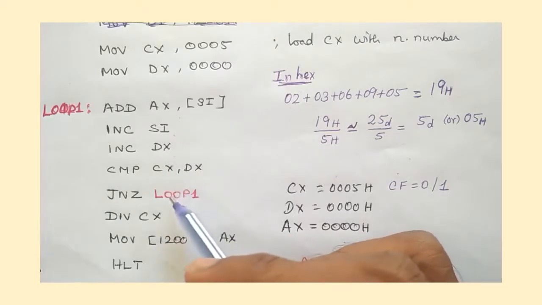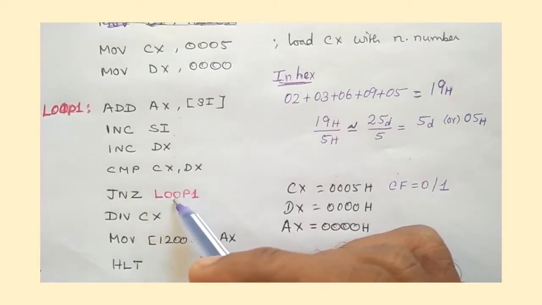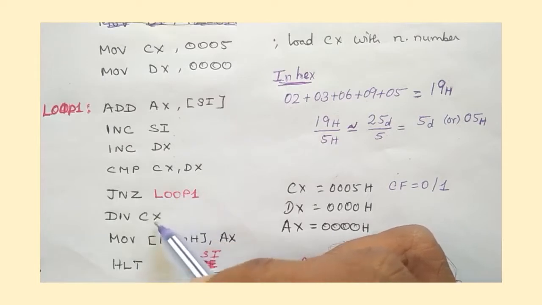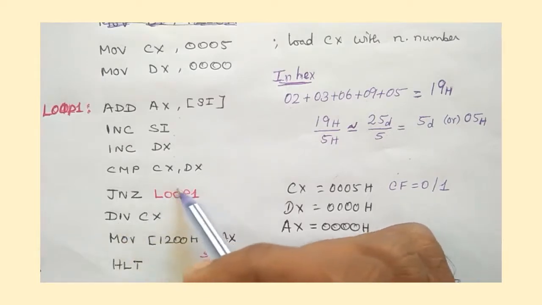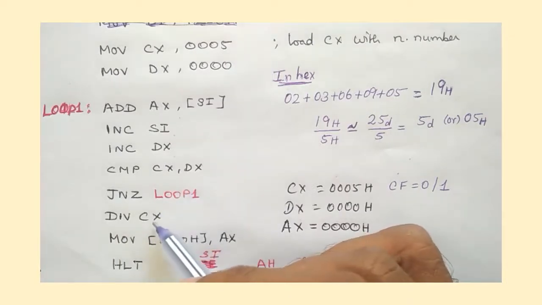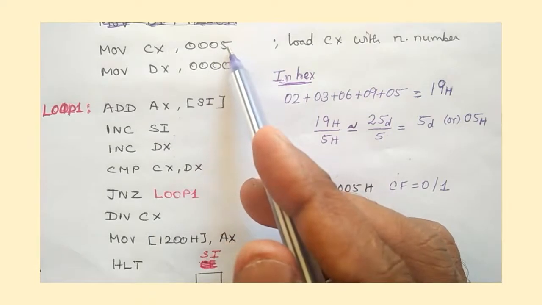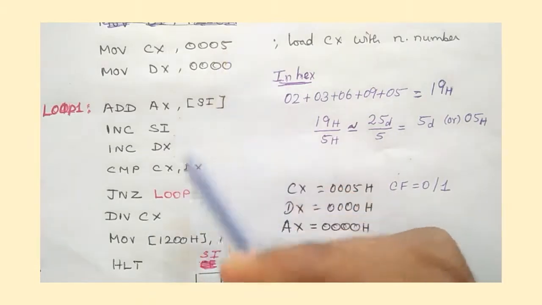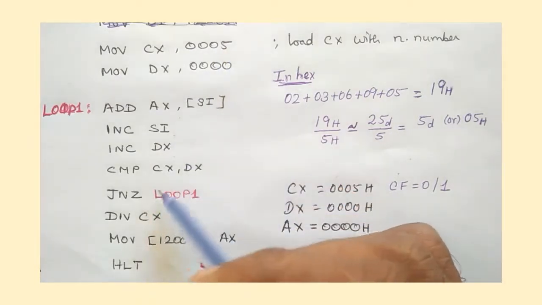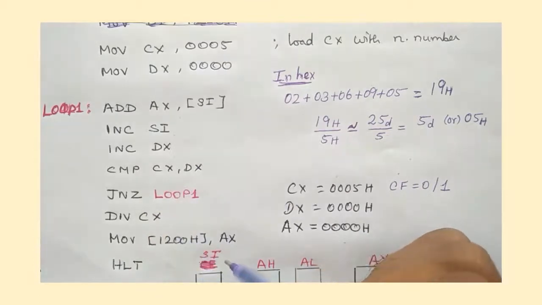After it is over, we'll have the summation of the numbers. Then we have to find the average. The final added value should be divided by the CX, because the value held in CX is 5. So the 5 divides the result, so that we can get the average of the numbers.